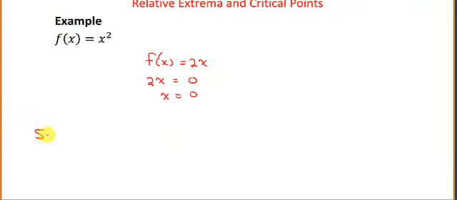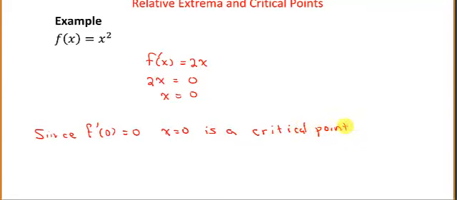So since f prime of 0 is equal to 0, since it makes the first derivative 0, x equals 0 is a critical point for f of x equals x squared.